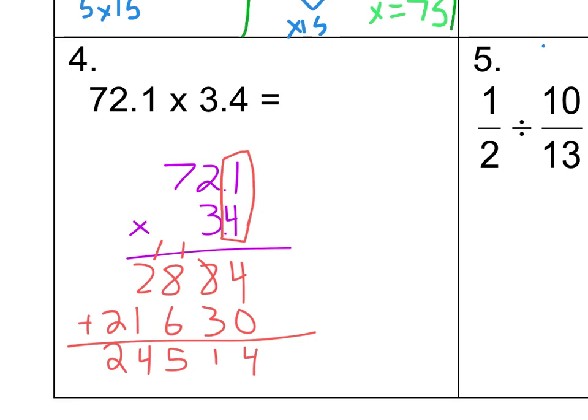2. And then remember, I needed 2 decimal place values. So I'm just going to start from here. Go 1, 2. And I'm going to put my place... Sorry, I had to sneeze. Put my decimal right here after 2 decimal place values. And my answer is 245 and 14/100ths.